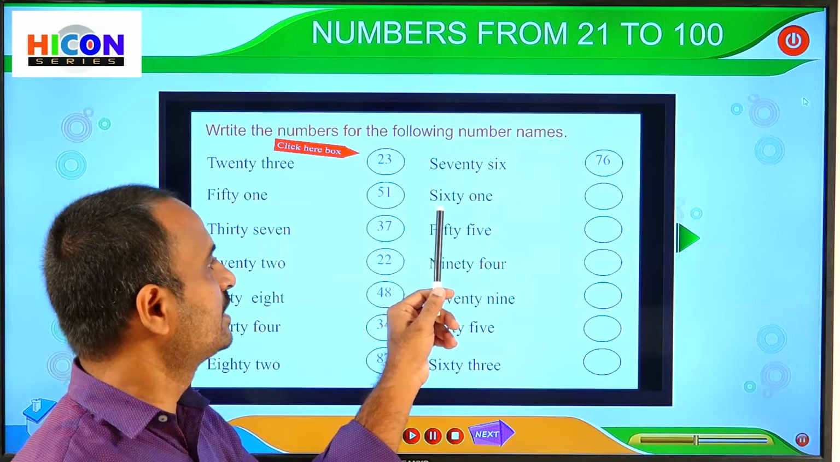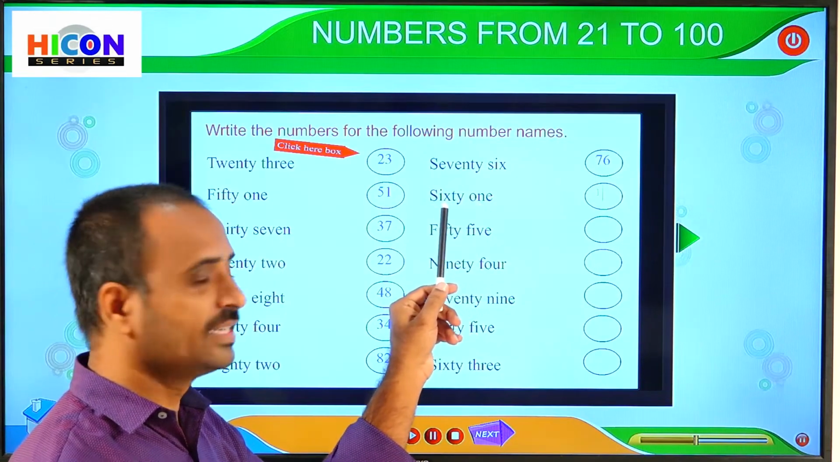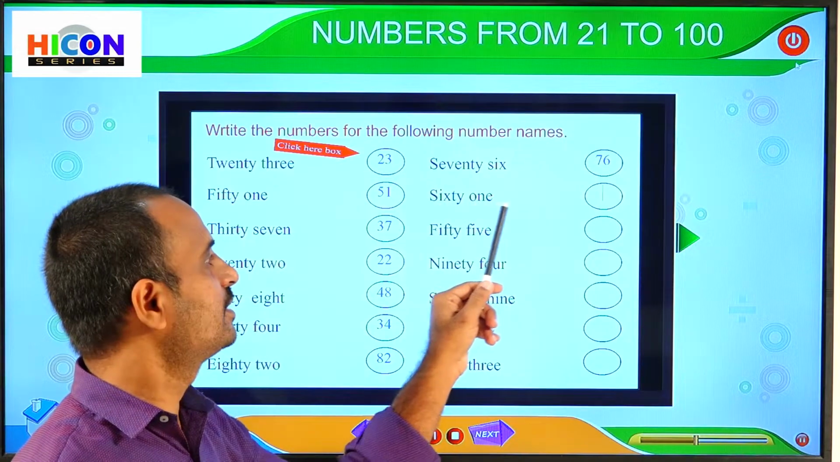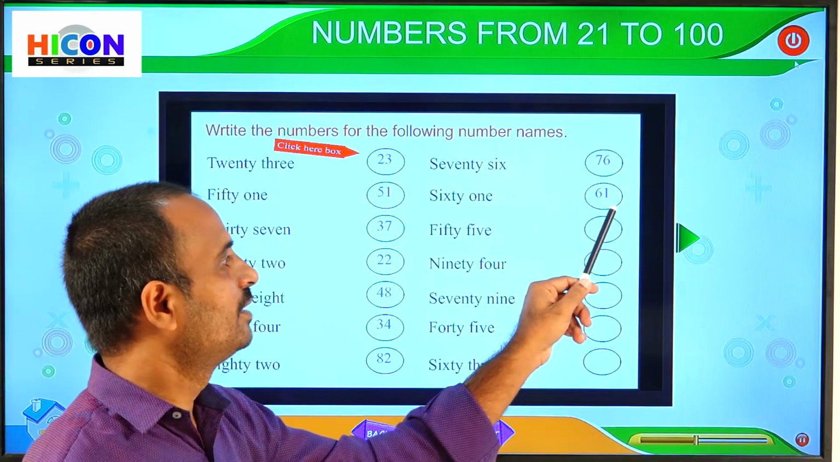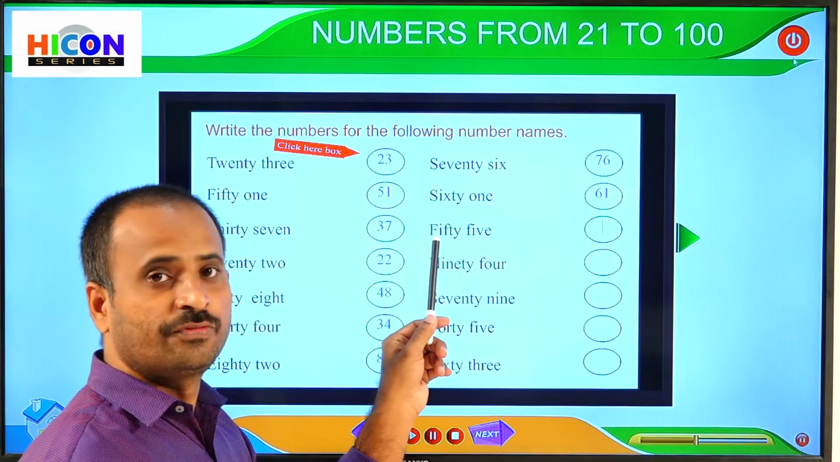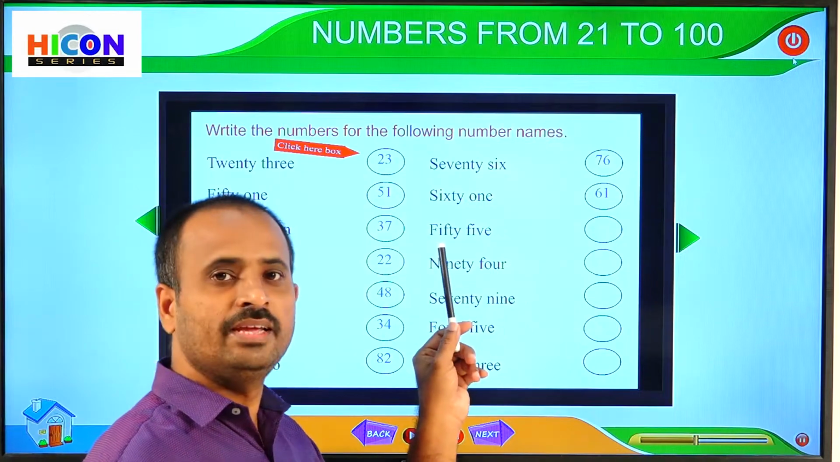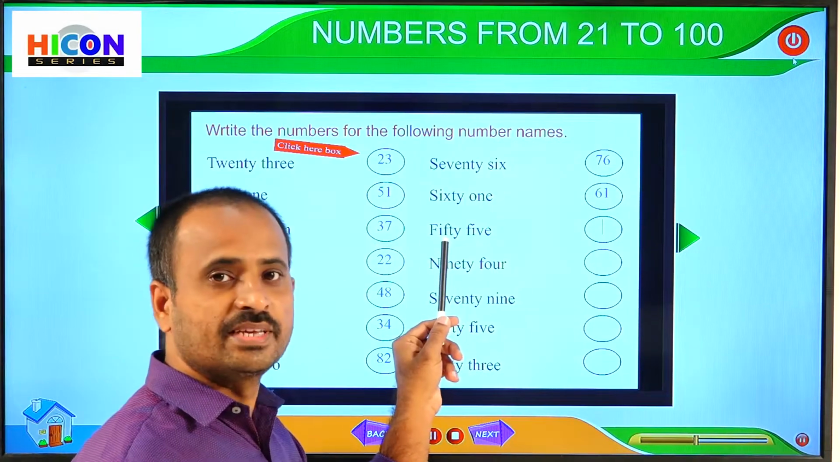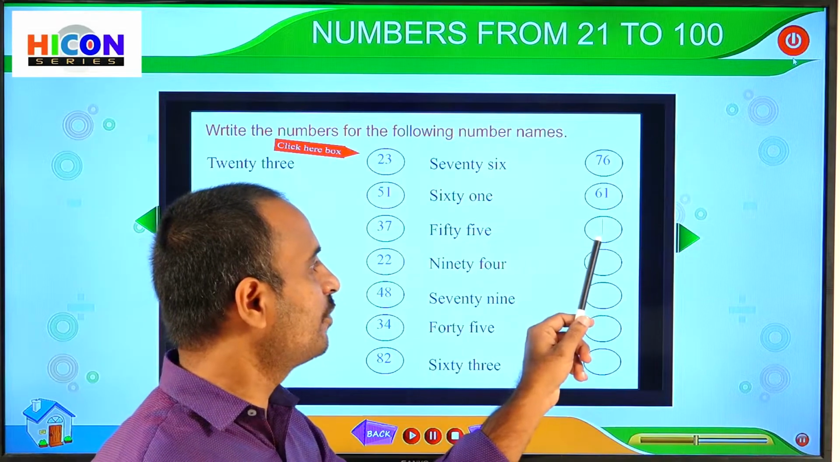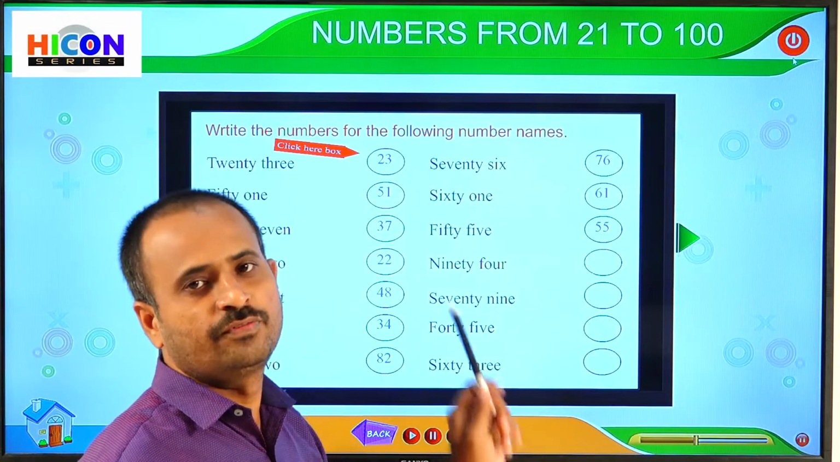So see the next one, 61. That is 6 is present in the tens place, 1 is present in the ones place. That is 6, 1, 61. You see the next one here is 55. So 5 is present in the tens place, 5 is present in the ones place. That is 5, 5. That is 55.